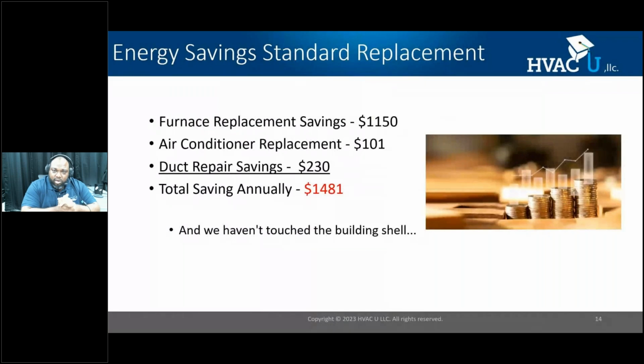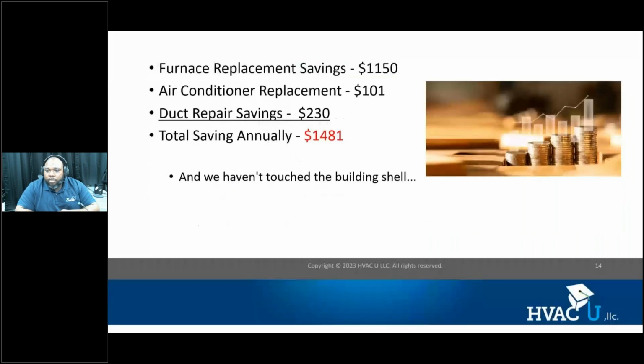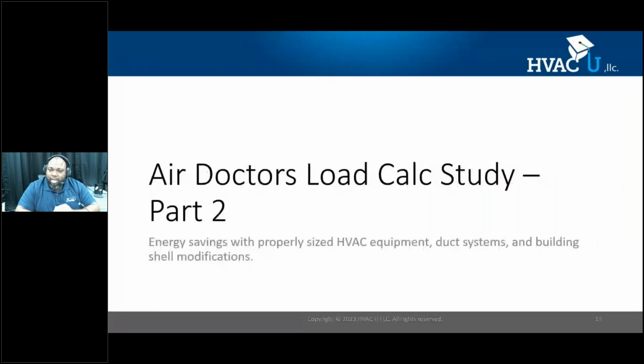So let's crunch the numbers on our savings. When we had the savings from just a furnace replacement, air conditioner replacement, properly sized, and a duct repair, the total annual savings for those customers was $1,481 a year. And that's without us even touching the building shell or building envelope. All right. So that was kind of the numbers, and that sets the stage when we start talking about the specifics of why we need to do load calcs.